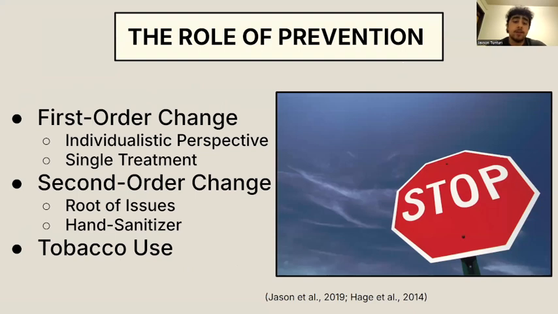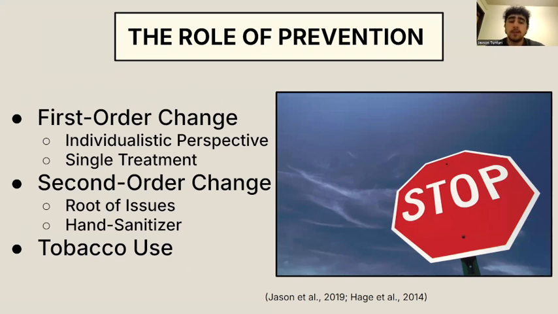There are two different ways to think about change: first order change and second order change. Pretty simple. First order change focuses on fixing individual problems without really addressing the larger systemic issues behind them, the big picture stuff. So, how does this look in real life?